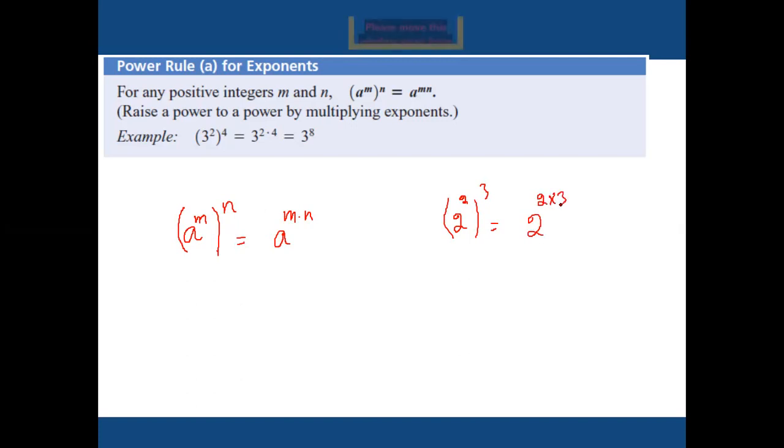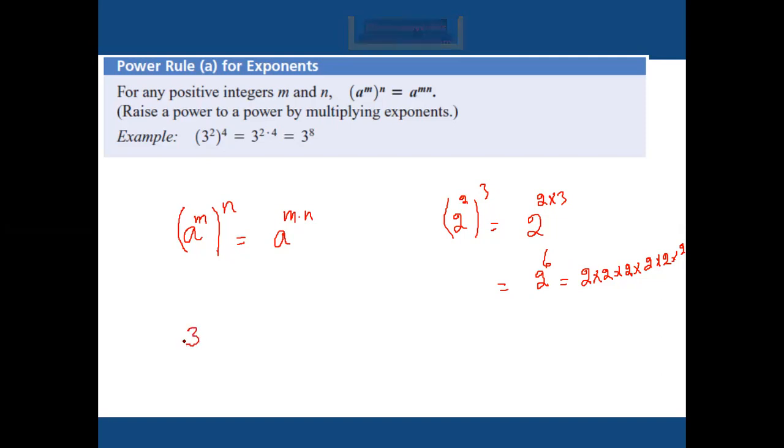2 multiplied by 3, so 2 to the power 6. 2 multiplied by 2, 6 times. Power over power, it may be a positive number, it may be a negative number, so accordingly you can multiply. Same if we have a negative number, you can multiply.